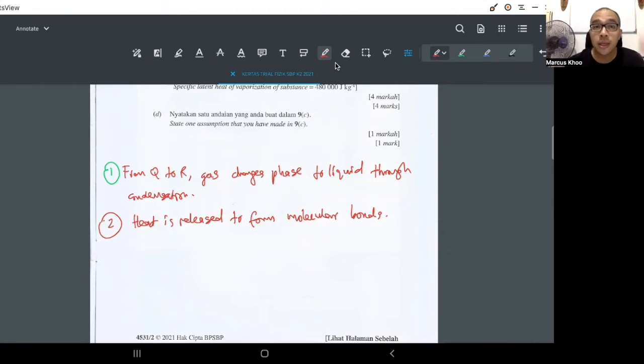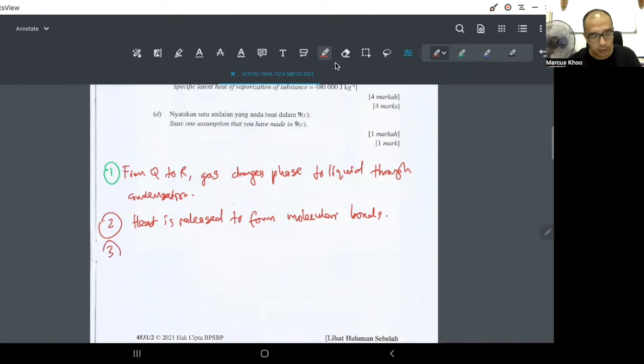Second point, heat is released. Why must it be released? So that molecular bonds can form. Ikatan molekul boleh terbentuk. If it is the other way, if you're absorbing the heat, it is to break the molecular bonds, untuk memecahkan ikatan antara molekul. So think of it in that fashion, so that you remember, if it's absorbed, to break. If it releases, so that we can bond.